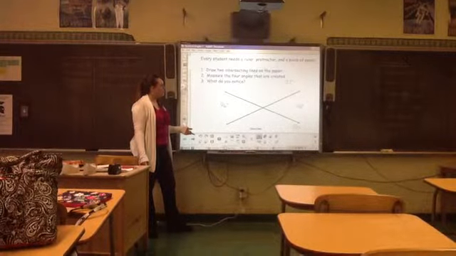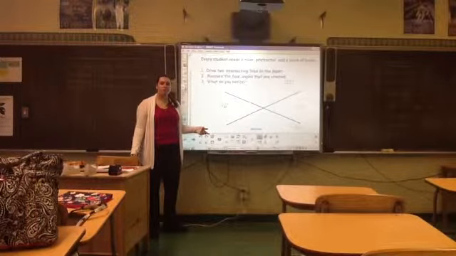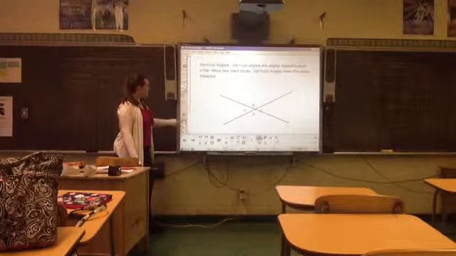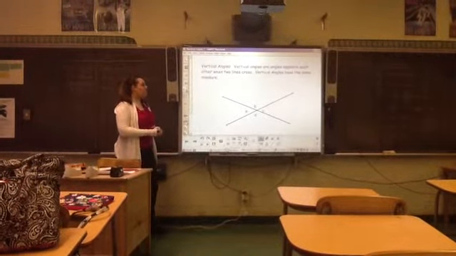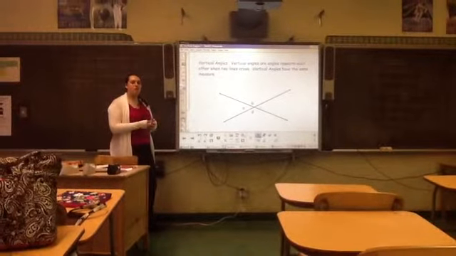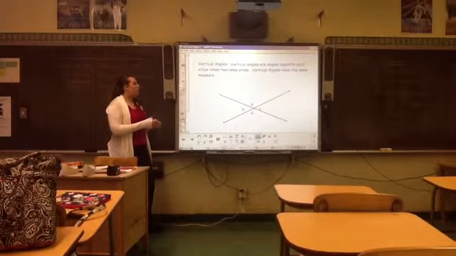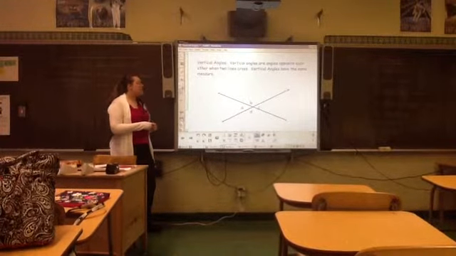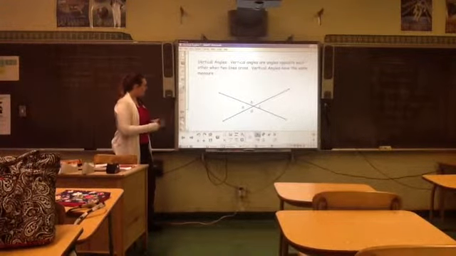Well, you just made a nice discovery. These are vertical angles. And the proper definition is that vertical angles are angles that are opposite each other when two lines cross, and they have the same measure. Oh, now it all makes sense.